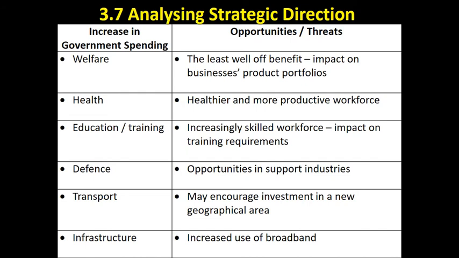Education and training is a massive area of spending for the government. If the government increases spending on education, adult training, we're going to have an increasingly skilled workforce. We may need to alter our training programs. Okay, I'm not saying we're not going to need to train our workers, but if we're getting in a higher caliber of worker in the first place, well, we don't want to be teaching them stuff they already know. We want to be training them with and improving their skills even further. So we have to consider what their training requirements are going to be.